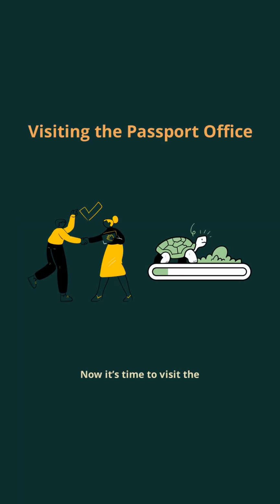Now it's time to visit the passport office at your scheduled appointment. Bring all required original documents, including your NID, previous passport, if renewing, or birth certificate. At the office, you'll complete the biometric process, which includes taking your photo, fingerprint, and an eye scan. This step is essential for verifying your identity and finalizing your application. Arrive on time and follow the instructions provided by the staff.